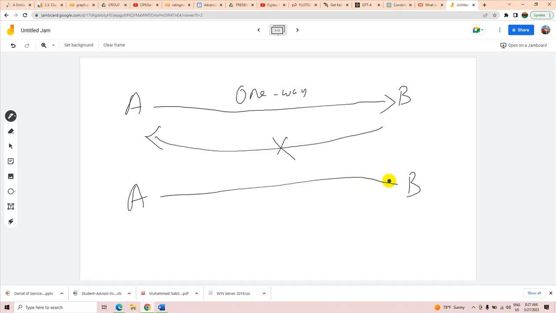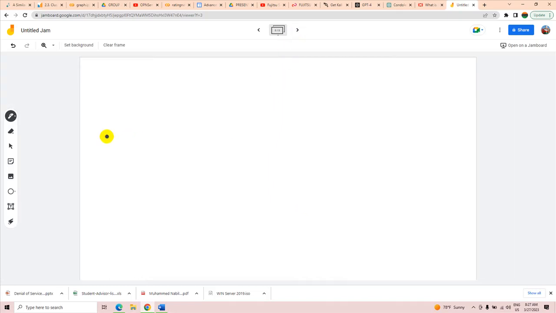A and B communicate, A's identity is verified to B and B's identity is verified to A. Okay, so this is two-way. So two-way authentication. Okay. So I give one example, let's say.